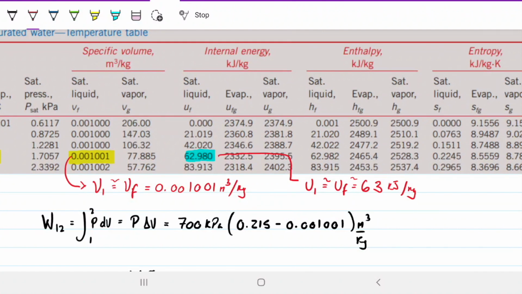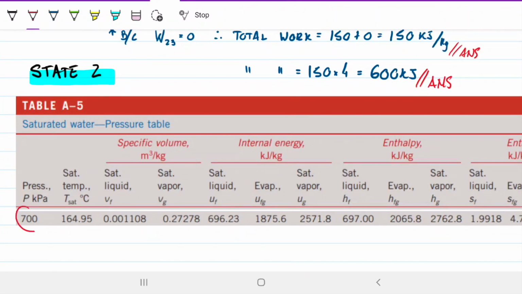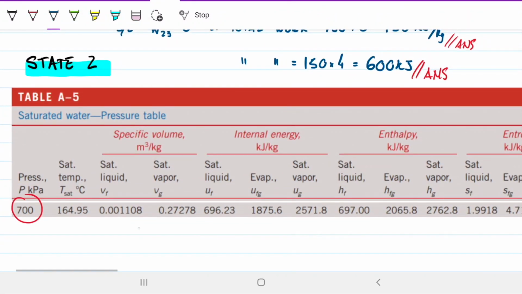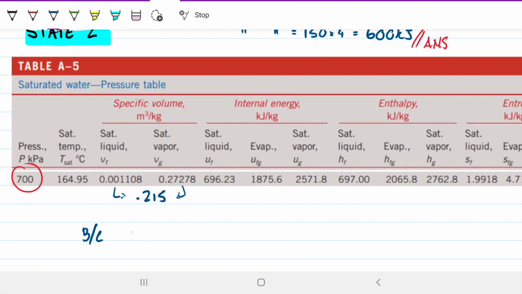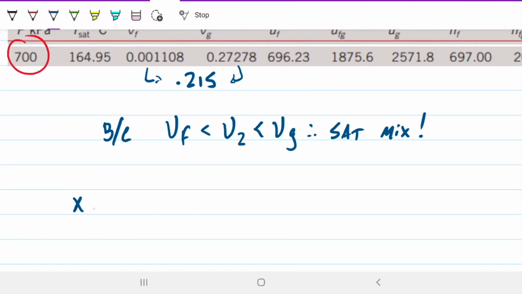U2, remember that for state 2, we know 700 kilopascals, and the specific volume is the same as specific volume 3, so that's 0.215. Okay, so I can go and look on the pressure table at 700 kilopascals, and then have a look at my specific volume. So we're now looking at state 2. I'm looking at 700 kilopascals, and I know my specific volume is 0.215. Note how that falls between these two values, right? Because specific volume 2 falls between these two, then I know this is a saturated mixture. If it's a saturated mixture, then I can calculate my quality, right? I can calculate how much vapor I have and how much liquid I have.